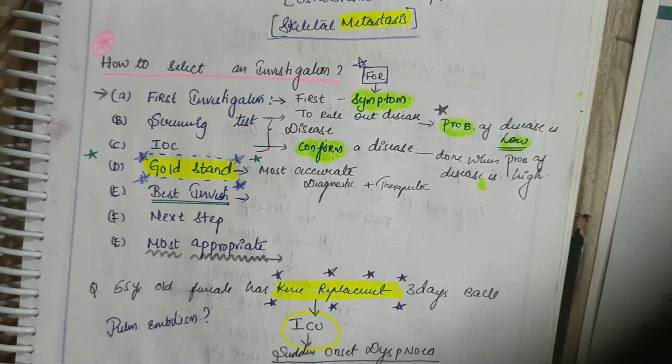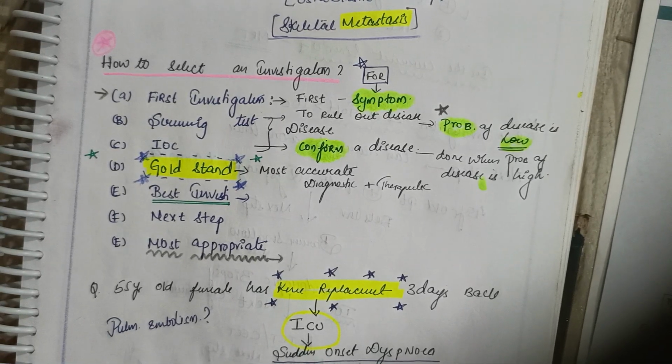Now say, for example, a 55-year-old female has a knee replacement 3 days back, and in the ICU she develops sudden onset dyspnea, right? When there is a sudden onset dyspnea, you're going to look into pulmonary embolism. You're going to go with the investigation based on that, because it is a recent history, just 3 days, and dyspnea.